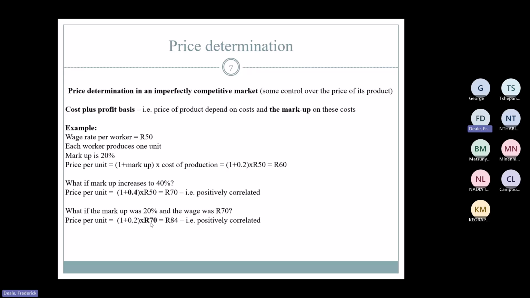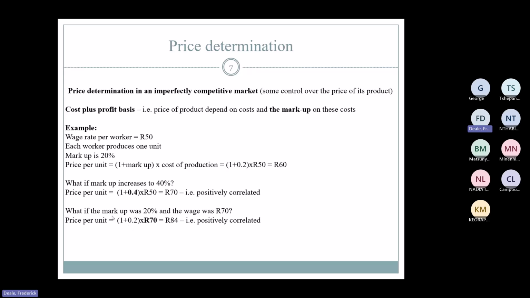The wage is now 70 Rand. That means the price is 84 Rand, right? So we just replace the 50 Rand with 70 Rand in the formula. This is for those that don't use calculators that frequently: make sure that you put the 1 plus 0.2 in brackets when you calculate these, because if you type this in without the brackets into your calculator, you're probably going to get the wrong result.